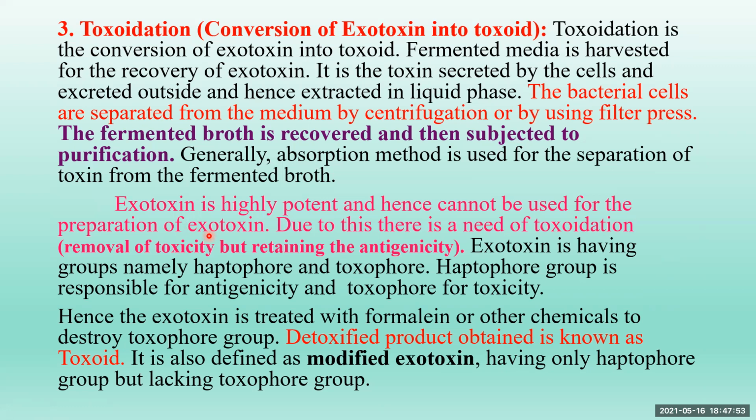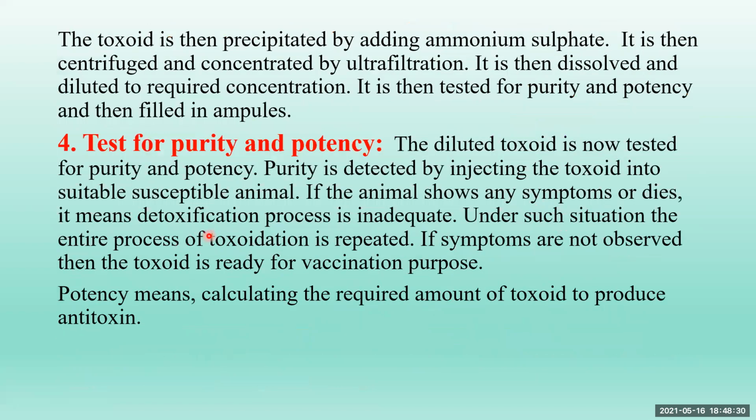Exotoxin has a haptophore group and a toxophore group. The haptophore is responsible for antigenicity and the toxophore for toxicity. We need to remove the toxophore group. Hence, the exotoxin is treated with formalin or other such chemicals to destroy its toxicity. The detoxified product obtained is known as toxoid. It is also known as modified exotoxin or formal toxoid because toxoidation is done by adding formalin. So once you destroy the toxicity of the exotoxin, whatever preparation you have is called toxoid.